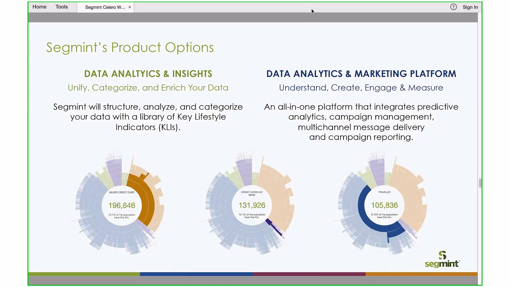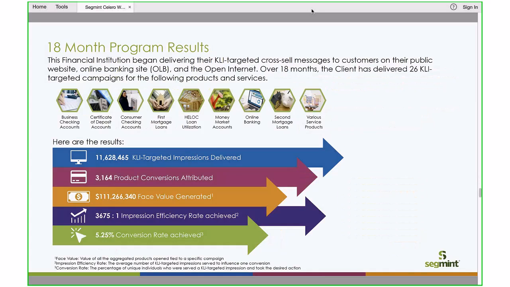Or we have the entire solution that you just saw, the analytics and the end-to-end platform, which is that same data analytics with predictive tools that we just showed you, and the ability to get into campaign management, multi-channel delivery, and with that campaign reporting. So we have a variety of ways to interact with Segmint. But let me show you a little bit about the type of results we're seeing in market, and I want to make sure I leave some time for questions and answers.